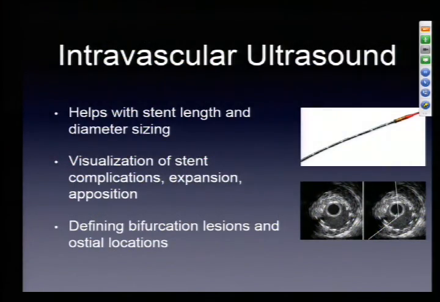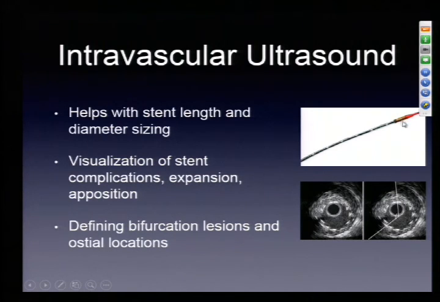So just to talk briefly about intravascular ultrasound, it's becoming one of the mainstays of interventional cardiology, in that it really is a key technology with helping with stent length, diameter sizing, visualization of the stent complications, making sure that stents are well expanded and well opposed, and then also for doing more complicated procedures for defining, for instance, where bifurcation lesions start and end, and also for better defining where the ostium of the vessel is located, because especially in stenoses that involve the ostium, if you don't fully cover that with a stent, you're at high risk for restenosis.